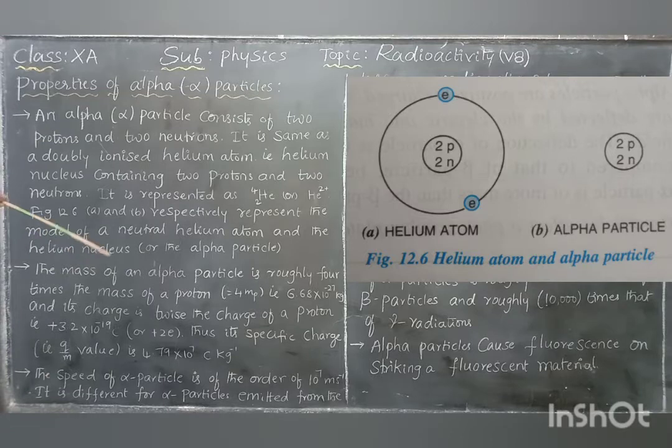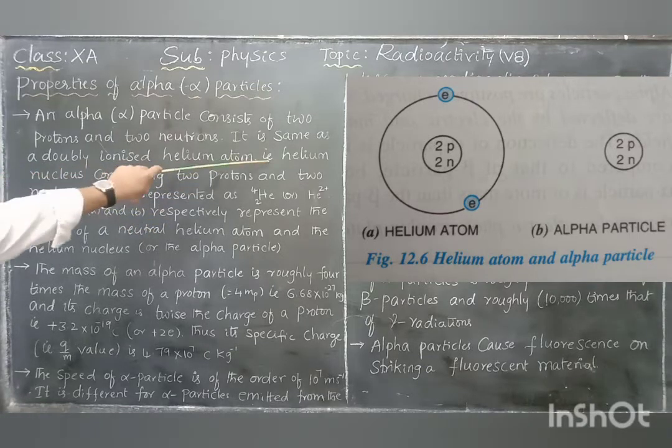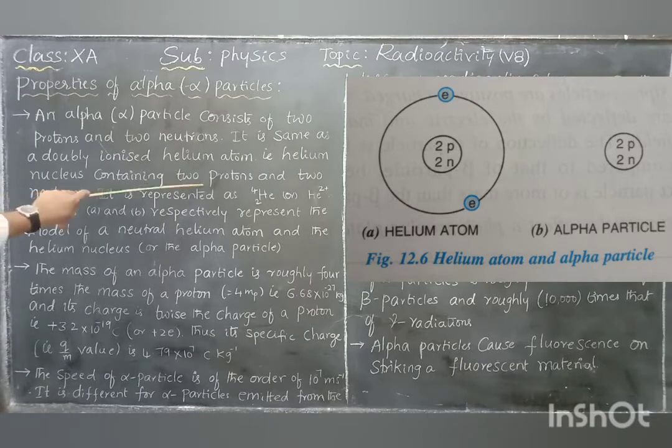An alpha particle consists of two protons and two neutrons. So it is the same as a doubly ionized helium atom. Helium atom also has two protons and two neutrons. So the alpha particle is also the same as the doubly ionized helium atom. That is, the helium nucleus containing two protons and two neutrons. So the alpha particle is also a doubly ionized helium.